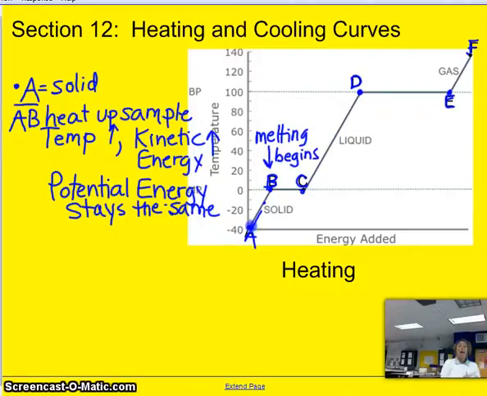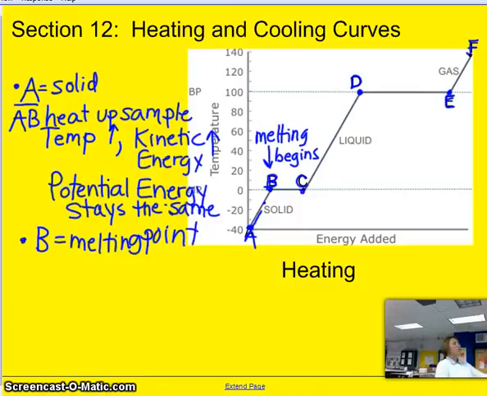The temperature at which that occurs is known as the melting point. For this substance, it would be 0 degrees. So point B is the melting point, and that's when melting begins. Now notice, from B to C, we're still adding energy. We're still adding heat during that segment. But the temperature stays the same. The temperature is not changing.